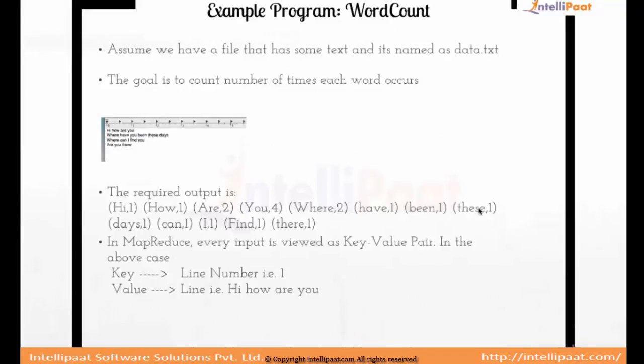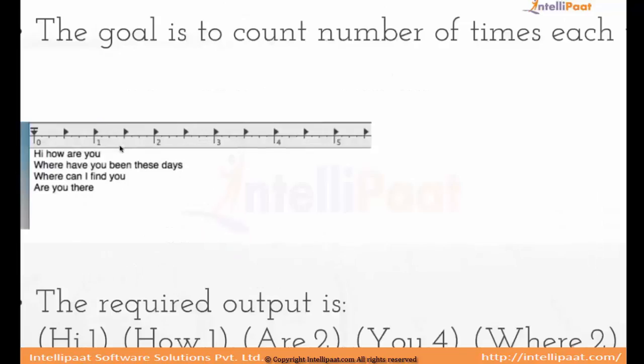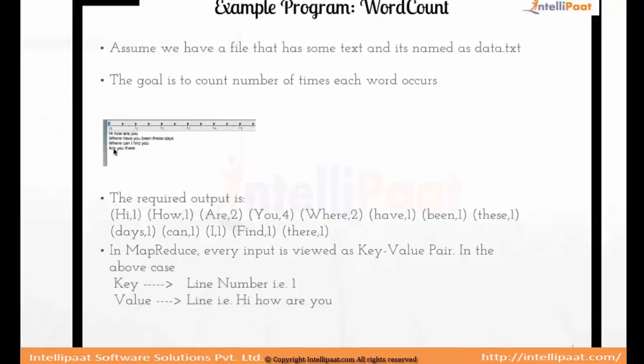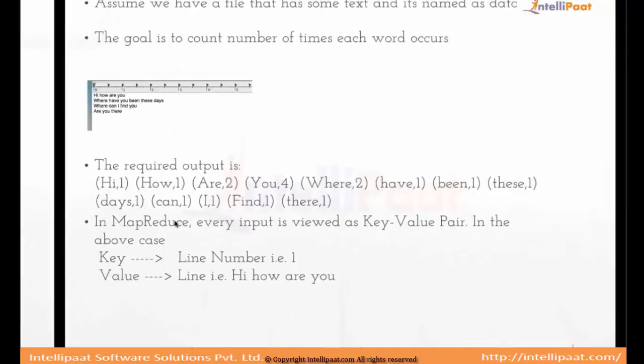Assume that we have a file that has some text named data.txt, and the goal is to count the number of times each word occurs. So let's say the text is: hi, how are you? Where have you been these days? Where can I find you? And are you there? And the anticipated output is this. My expected output is hi 1, how 1, are 2, you 4, where 2, have 1, been 1, these 1, days 1, I 1, find 1, there 1. I just want to count the words.